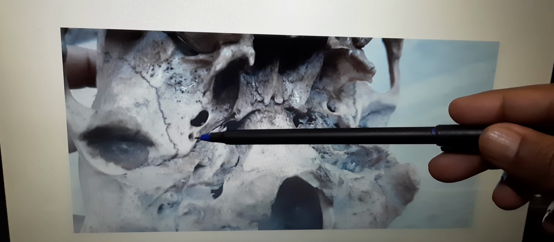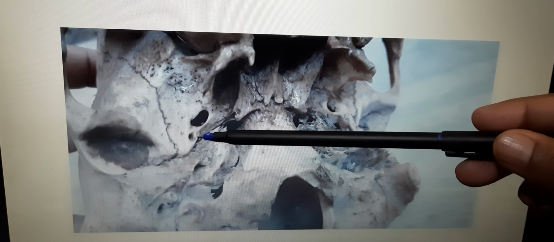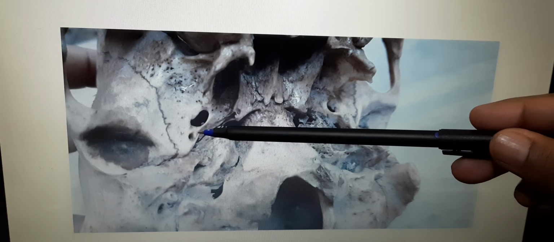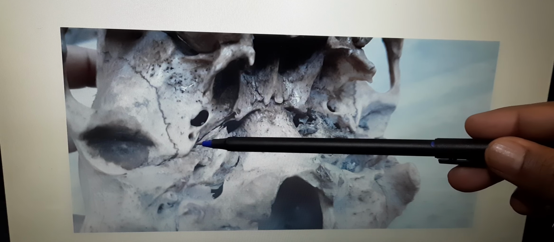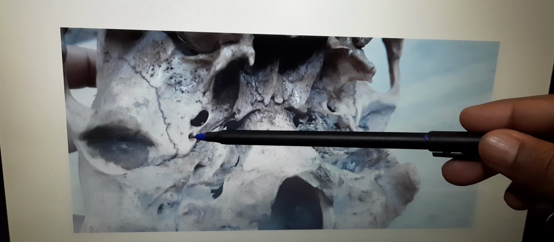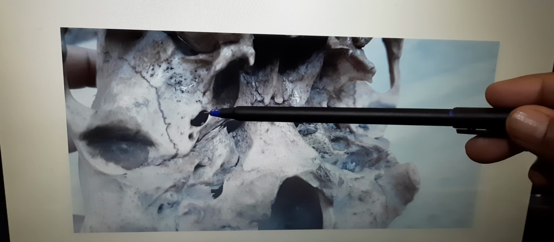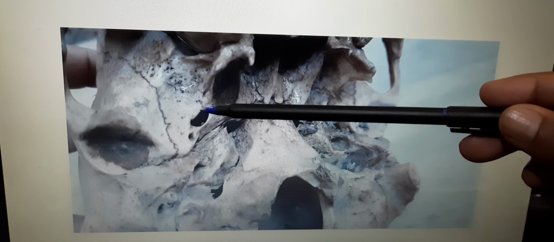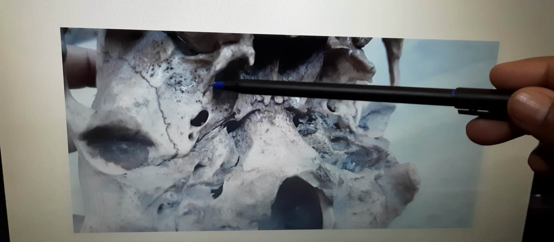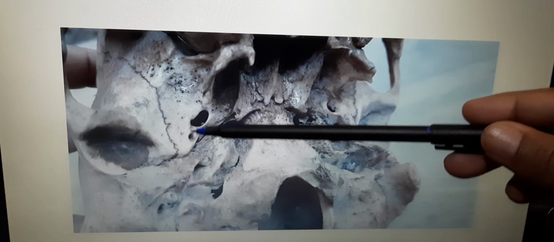The name foramen spinosum is given because this foramen is present just anterior to the spine of sphenoid bone. You are seeing here this is the spine of sphenoid bone, and this foramen is present just anterior to the spine of sphenoid bone. So how do you recognize foramen ovale? It is present just at the base of the lateral pterygoid plate of sphenoid bone.